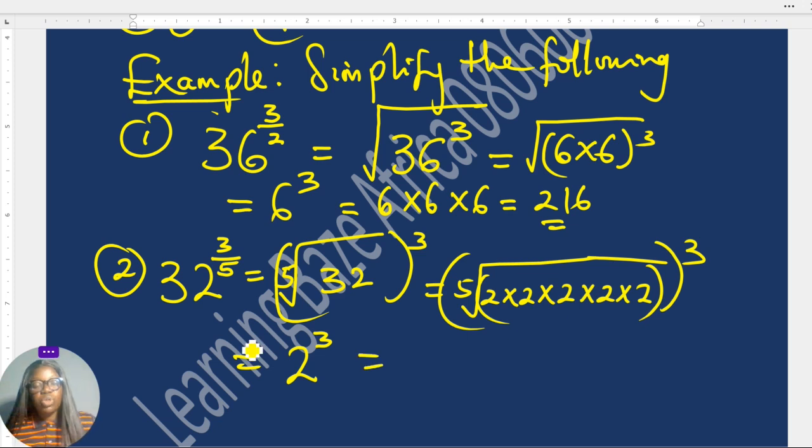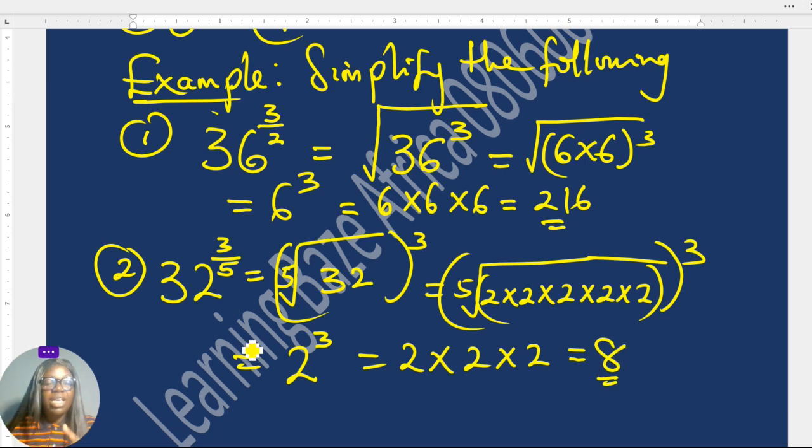So what is 2 raised to power 3? That will be 2 times 2 times 2. 2 times 2 is 4, 4 times 2 is 8. So the answer is 8. So 32 raised to power 3 over 5 is equal to 8.